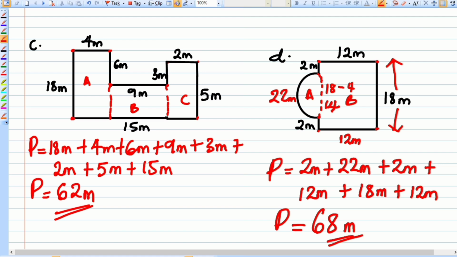So the major problem here is to get the parts that we are not given. So know the properties of a rectangle, that the opposite sides are equal, and know that a semicircle is half the circumference of a circle. So if you know these things, none of them should be too difficult for you to handle.